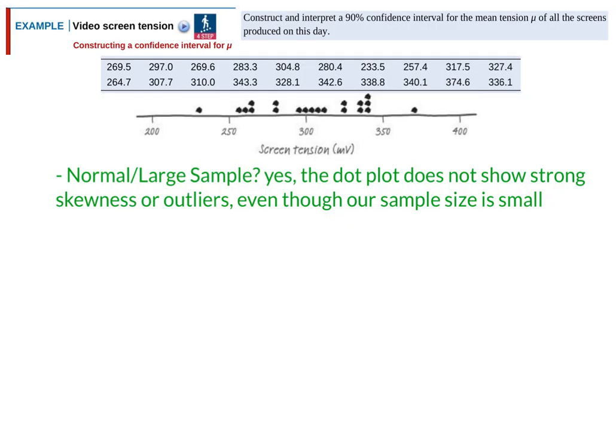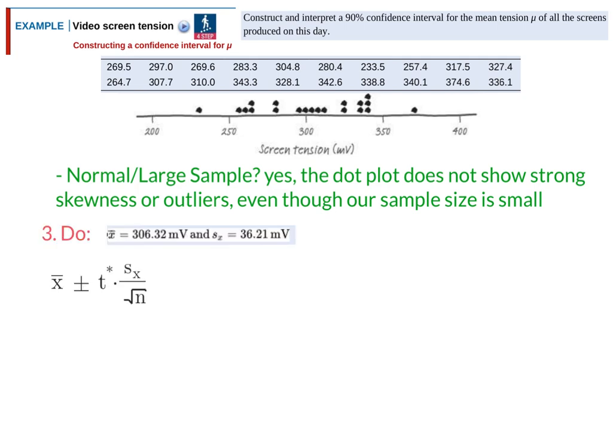Our third condition is the one we were just practicing, the normal large sample condition. I have this dot plot of all these data values up here, and I'm looking to see, does it show strong skewness or outliers? We have to take into consideration our sample size. Unfortunately, our sample size is 20, which is less than 30, so that's small. But this dot plot does not look strongly skewed, and there don't seem to be any real outliers. So we're going to say yes, this third condition is met.